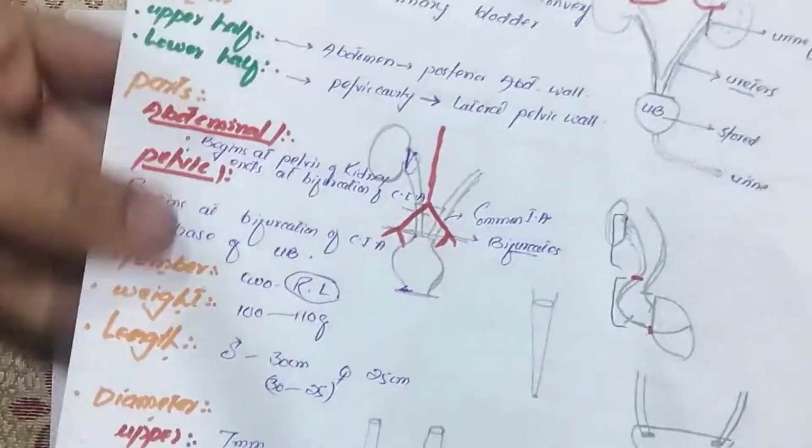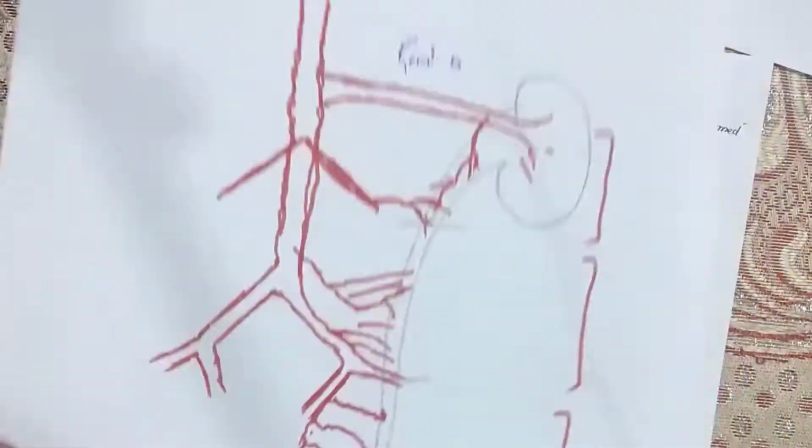Hello dear friends, we are discussing the ureter. First lecture, then the blood supply of the ureter, then the lymphatic drainage of the ureter, and then we discussed the innervation of the ureter. Now let me discuss the histology of the ureter.